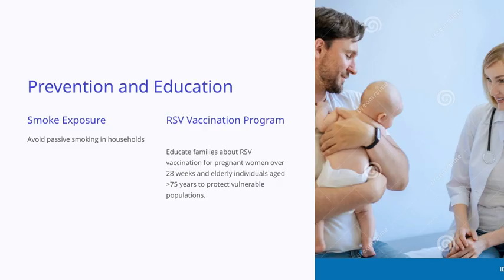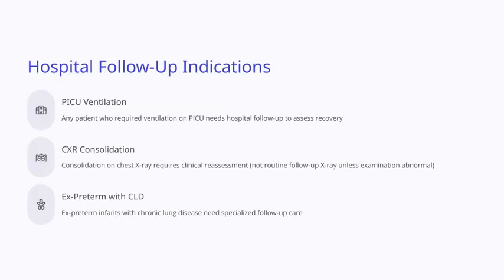Next, I want to highlight the RSV vaccination program. Educating families about this vaccine is vital, particularly for pregnant women over 28 weeks and elderly individuals over 75 years old. These groups are more vulnerable, and vaccination can provide critical protection for both mothers and seniors. Overall, these strategies, reducing smoke exposure and promoting vaccination, are essential steps in our broader effort to prevent illness and promote health through education.